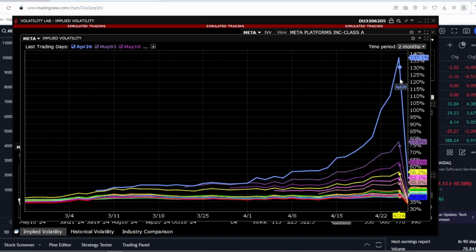Firstly, we had very high volatility. Before the report, it reached 130%, indicating potential movements of around 10 to 15%. After the report, volatility decreased. This is a normal situation. On some strikes, volatility dropped to 30%, indicating that the stock has stabilized more.